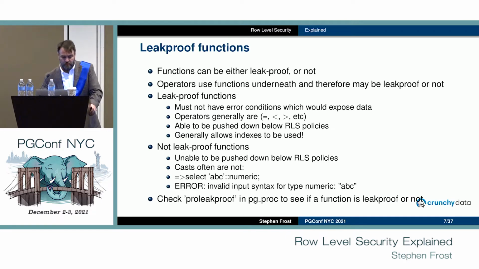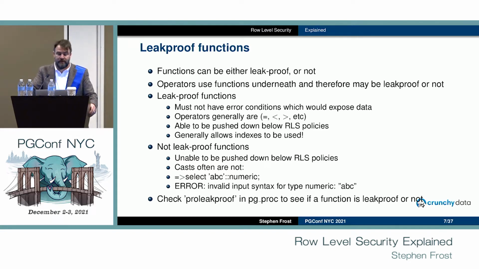Also, you can check the proleakproof column in pg_proc in the catalog to see if a given function is leak-proof or not. I will say that Postgres hackers have gone and looked at all of the functions that are marked as leak-proof, and we believe that they are. But that doesn't mean that every function that is not leak-proof actually leaks information. So if you find a particular operator or something that you feel like, hey, this should be marked leak-proof, I encourage you to put some effort into it, see if you can really prove it to yourself, and if you're able to, bring it to the list, right?